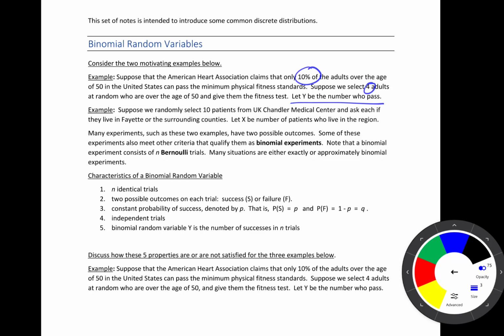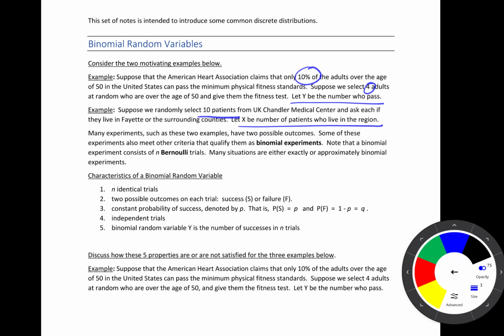Now for our second example, suppose we are going to randomly select 10 patients from UK Chandler Medical Center and ask each if they live in Fayette County or the surrounding counties. And again, we're going to let X be the number of patients who live in the region.